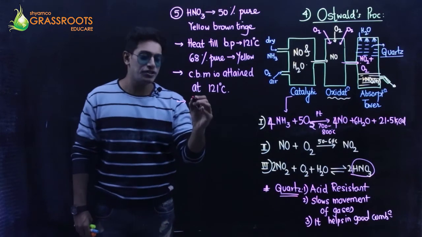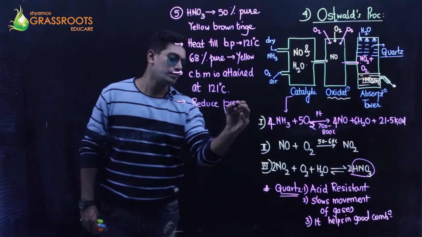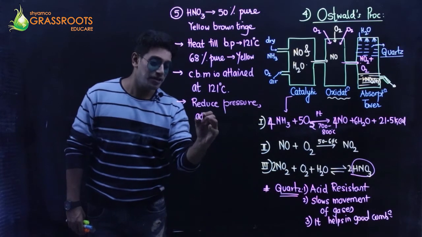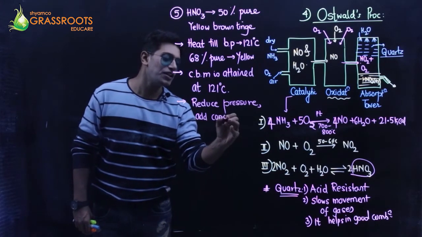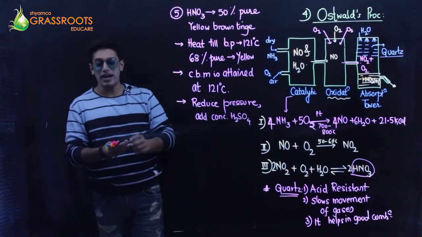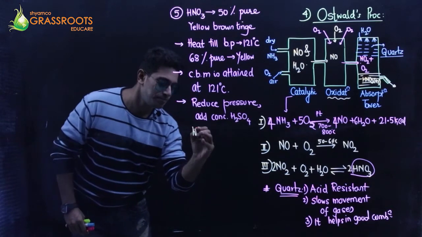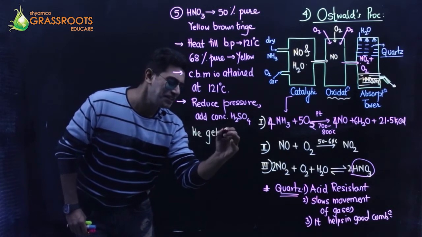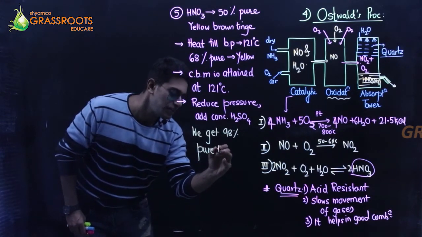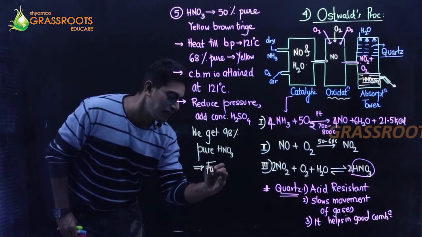To get more purity, reduce the pressure and introduce concentrated H2SO4. And when you do that, you get fuming nitric acid. We get 98% pure HNO3, and the name given to this is fuming nitric acid.